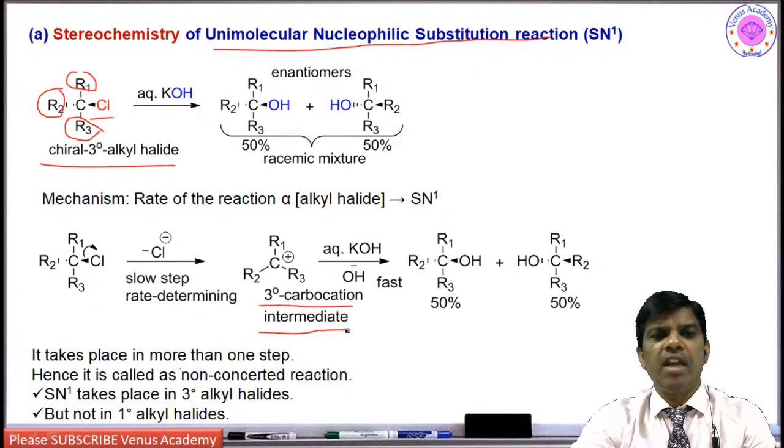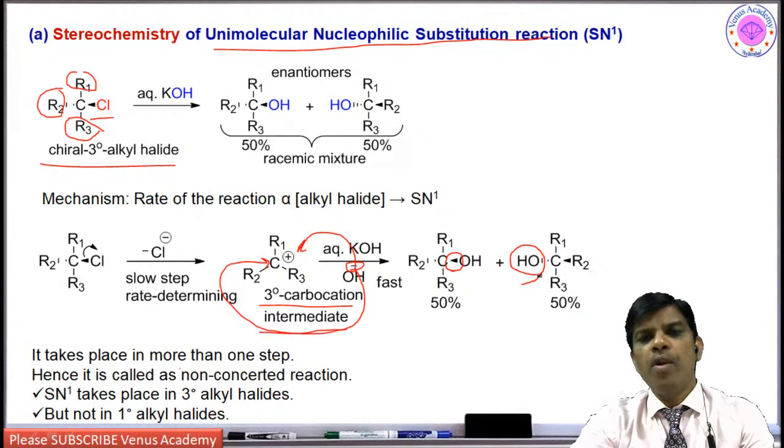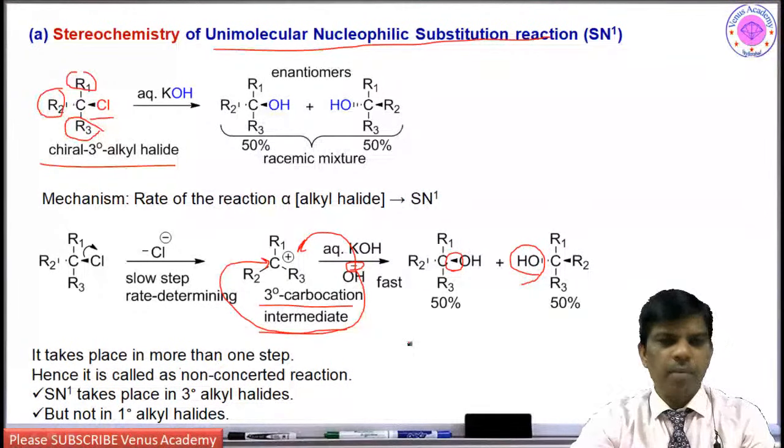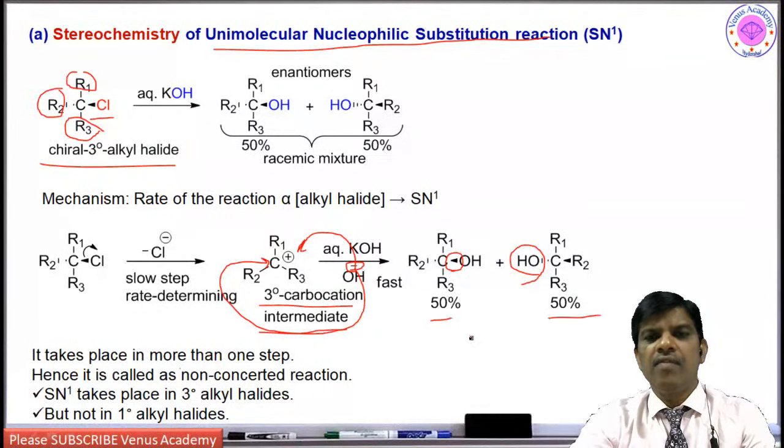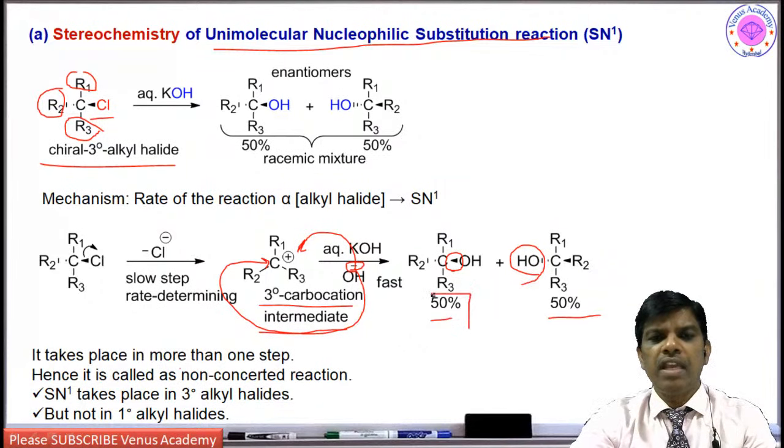It is a stable intermediate. Now it is going to react with OH minus, which can attack from this side, above the plane, to give this one with the thick line, or it can attack from this side, below the plane, to give this one. So the probability of OH minus attacking this carbocation is 50-50, isn't it? 50% and 50%. So we are going to get a mixture of 50% of one isomer and 50% of the other isomer. This 50-50 mixture is known as a racemic mixture.